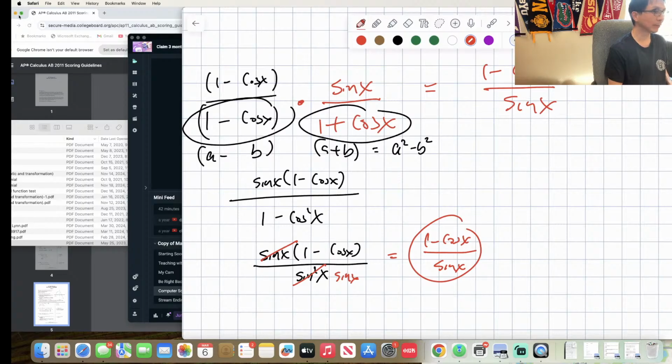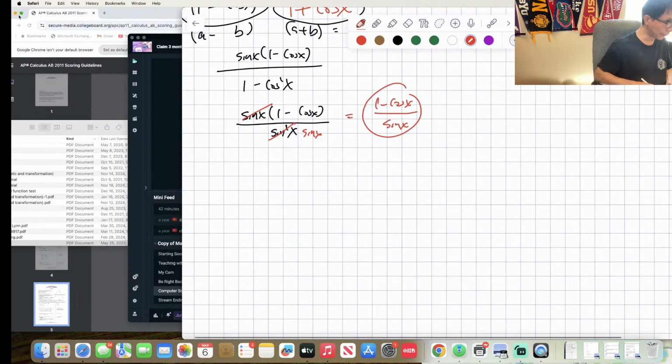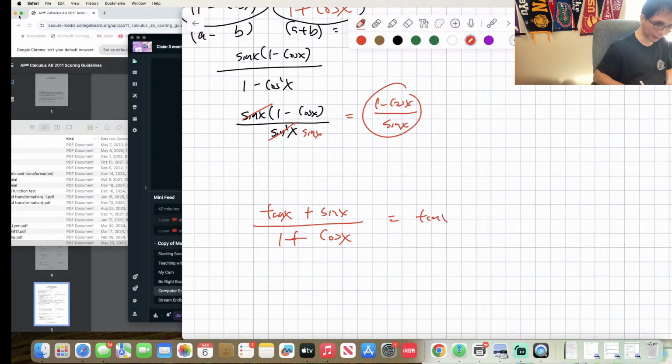Lastly, complex fractions. You can have a fraction on top of a fraction. Yesterday, people already did that. Let's see if you can figure out the way to do this one. So it'll be tan of x plus sine of x over 1 plus cosine of x is equal to tan of x. Let's see if you can figure this one out.